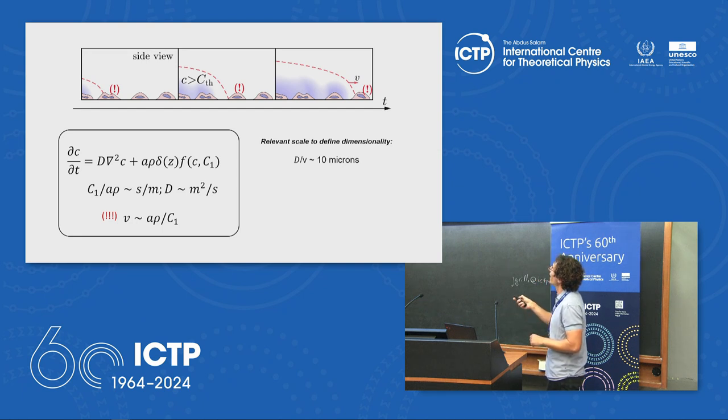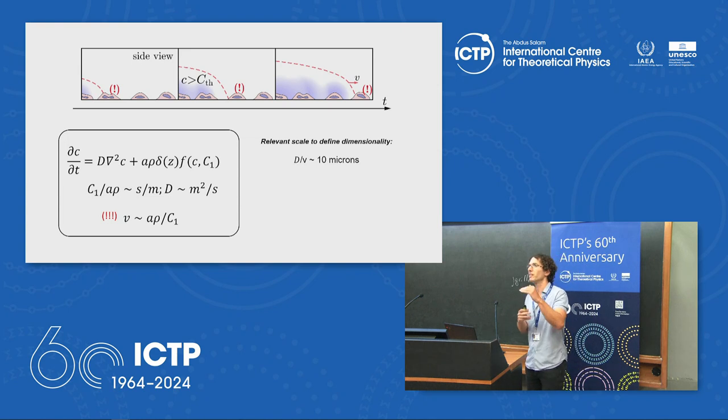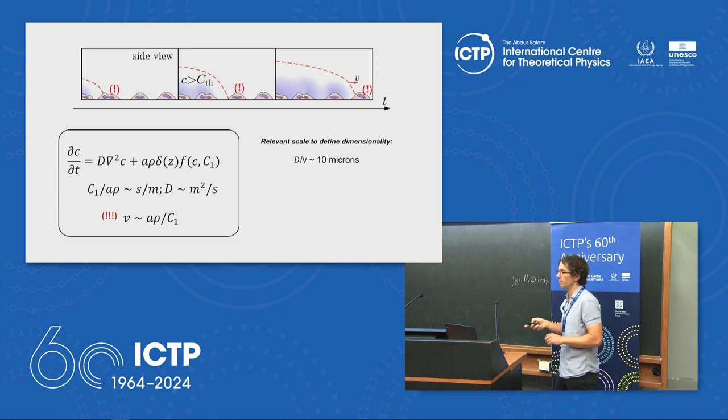And again, you can ask, is the thickness of the device sufficient to justify this 2D embedded in 3D? And again, you should compare thickness with this emergent length scale of D over V that for the experiments is of the order of 10 microns. The thickness of the device is a millimeter, so you're well within this regime.